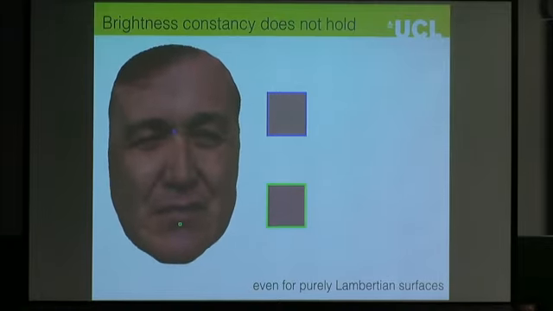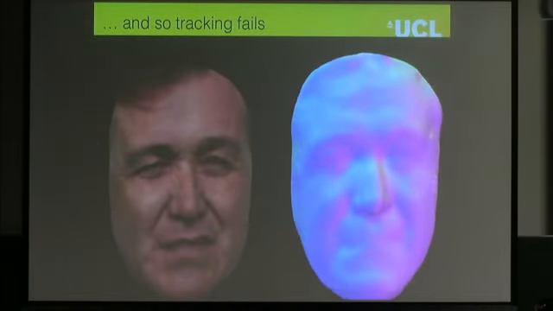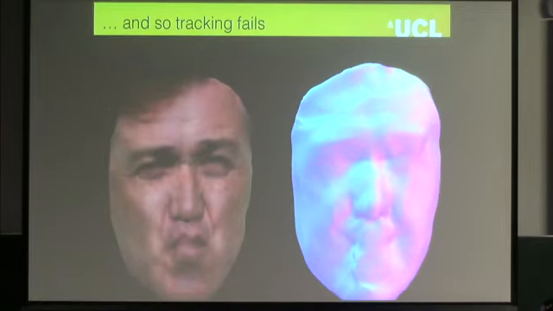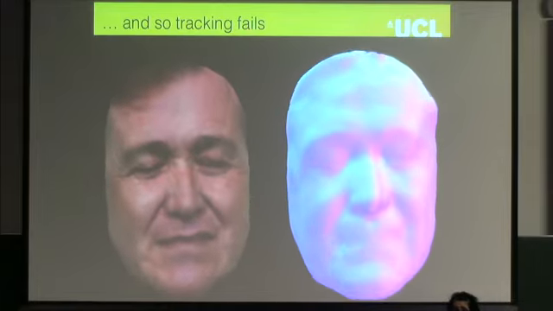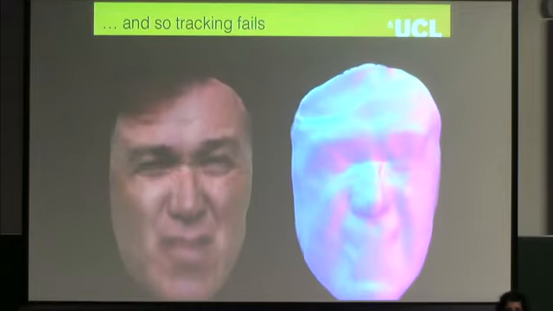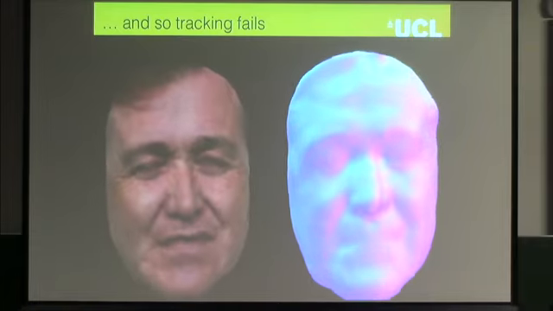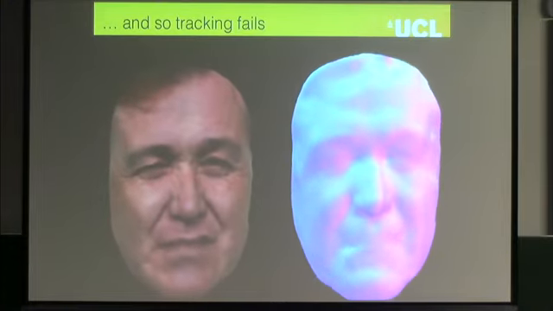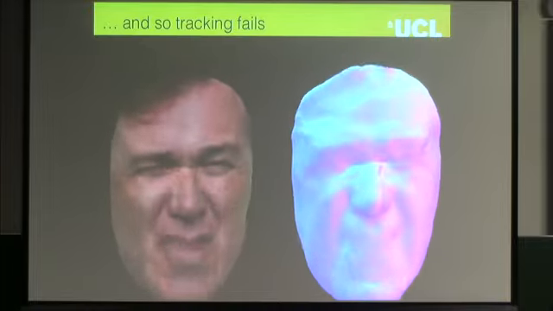Shading effects was something that we weren't taking care of, and of course if we don't take care of these effects, then the tracking completely fails. I just remind you that this is a synthetic video, which is a purely Lambertian surface. And if we just do brightness constancy based tracking, you can see that the geometry that we recover is very, very poor, particularly in the places where we have strong deformations.